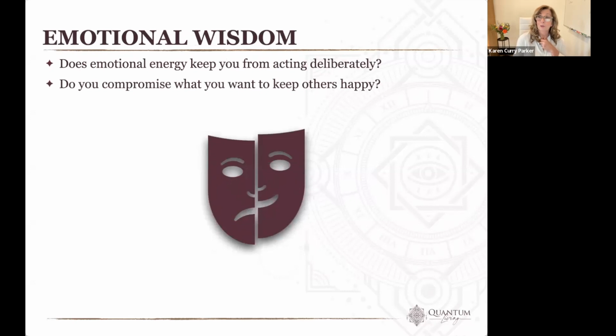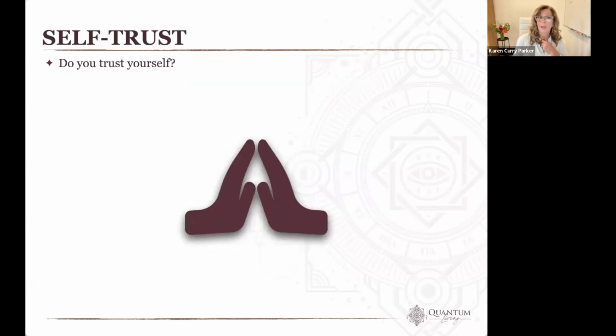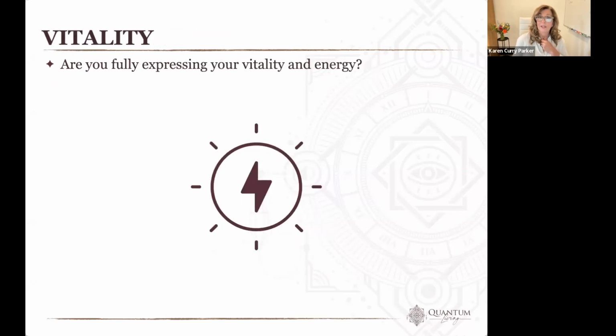The next one is emotional wisdom. Does your emotional energy keep you from acting deliberately? And if you have an open solar plexus, do you compromise what you want to keep others happy? Self-trust is the next one. Do you trust yourself? Vitality is the next one. The opposite of vitality, by the way, is burnout. Are you fully expressing your vitality and your energy?